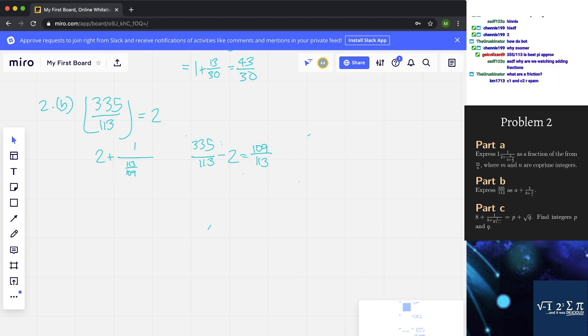Wait. Am I doing this wrong or something? Because I don't think I'm doing this right. Yeah, I definitely don't think I'm doing this right. Because if I do it again, I get 2 plus 1 by 1 plus 1 by... let's see, 4 over 1, or 109 over 4.